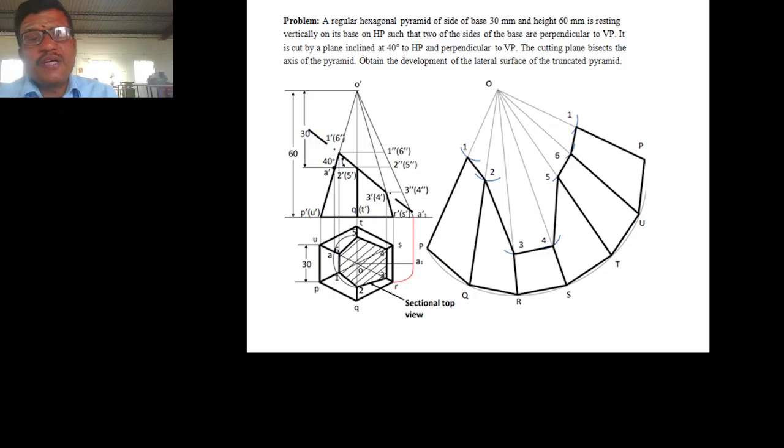So at OP, go to the front view, mark the point number 1 through your compass and mark at OP, the point number will be the 1. Similarly, from the OQ, measure the distance from O dash and 2 dash, mark at the development of surfaces, the point will be 2 at OQ. Continue the process up to 3, 4, 5, 6 and 1. Join 1, 2, 3, 4, 5, 6, 1 and PQRST. So that is the development of surface of a pyramid.